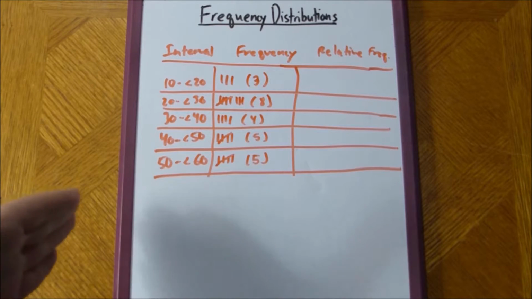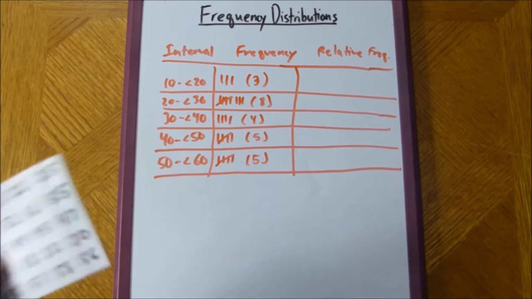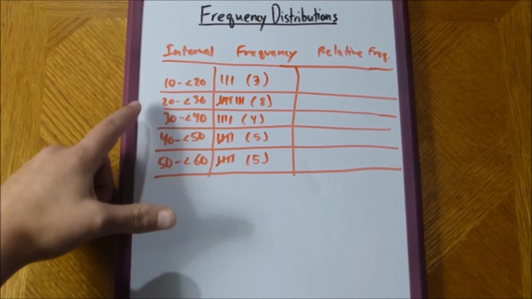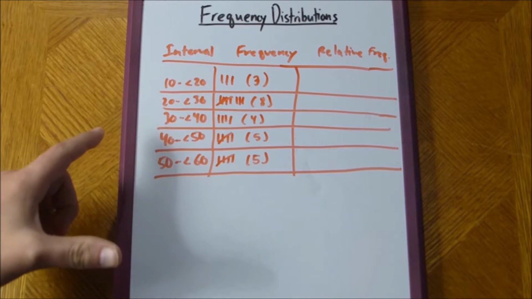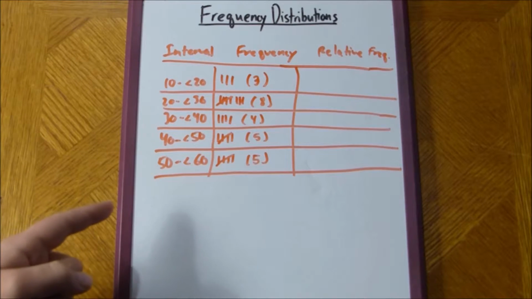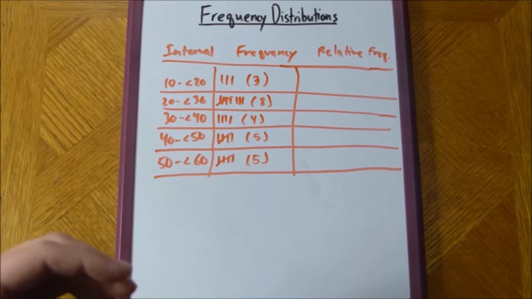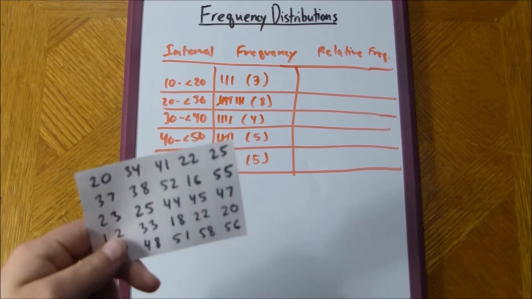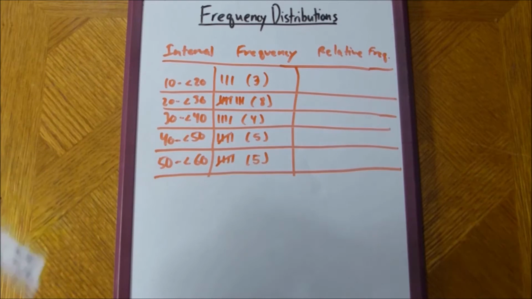Alright, so here's our frequency distribution for this sample. As you can see, I've got my 5 intervals: 10 to less than 20, 20 to less than 30, 30 to less than 40, 40 to less than 50, and 50 to less than 60. And then I've noted every single time a number in that interval shows up. So we have 3, 8, 4, 5, 5.